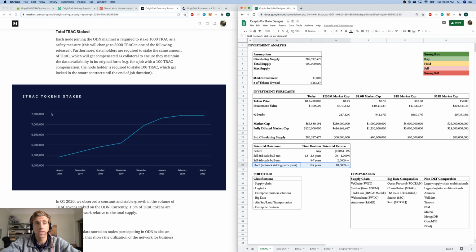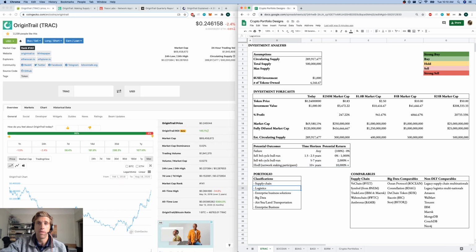If we look down at our portfolio classifications, if you need an altcoin that's based on supply chain and logistics, and you don't have that as part of your crypto portfolio diversification, this is essentially a must-buy. We'll have a look at comparables in a second. They're also going to do enterprise business solutions based on data and supply chains. This is obviously a big data play. This is an air, sea, and land transportation play. So if you're interested in airports, ports, trucking, OriginTrail will be touching every single piece of the supply chain. And like I mentioned, it's an enterprise business solution.